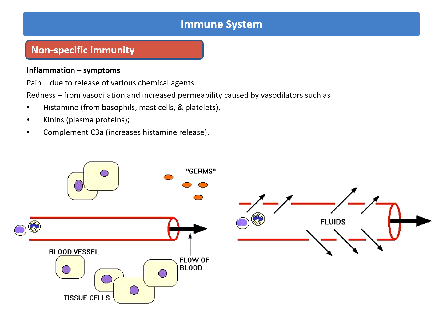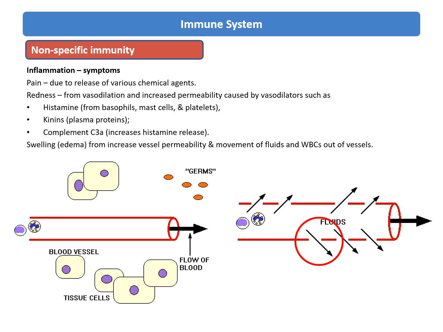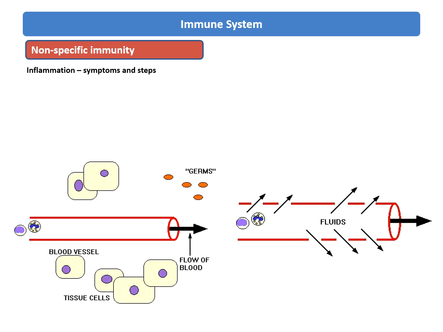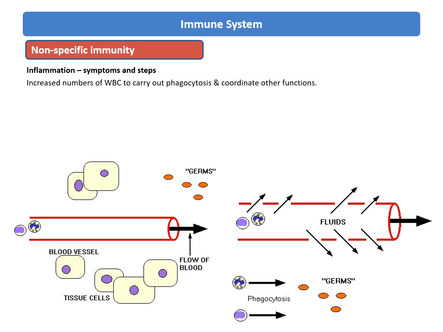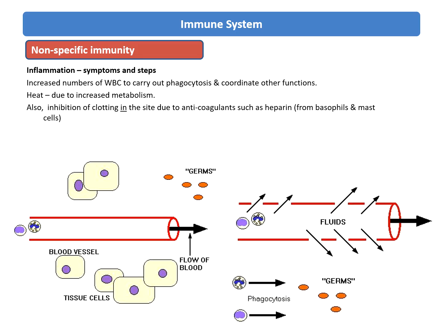Notice when the blood vessel dilates, it's as though the wall has been stretched and holes in the wall get bigger. Swelling, edema, also occurs because fluids are leaking into the tissue spaces out of the vessels. Symptoms and steps of inflammation include increased numbers of white blood cells, which carry out phagocytosis and coordinate other functions. Heat due to increased metabolism. Also, there's inhibition of clotting in the site of the infection, the inflammation.